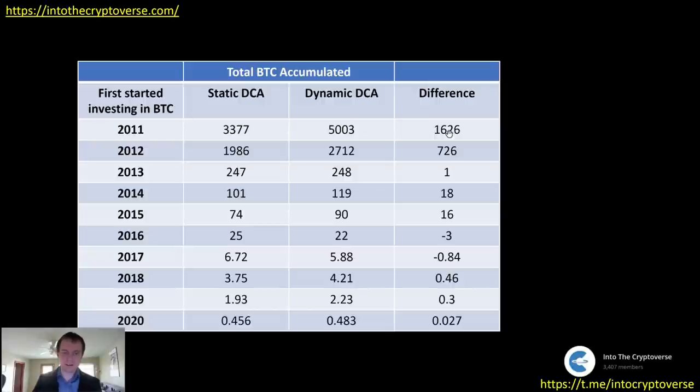So starting in 2011: 16, 26, 7, 26, 1, 18, 16, negative 3, negative 0.84, 0.46, 0.3, 0.027. These numbers are going down just because the valuation of Bitcoin is going higher, so it's harder to accumulate as much Bitcoin, as well as the fact that you would have been accumulating for longer had you started earlier on.